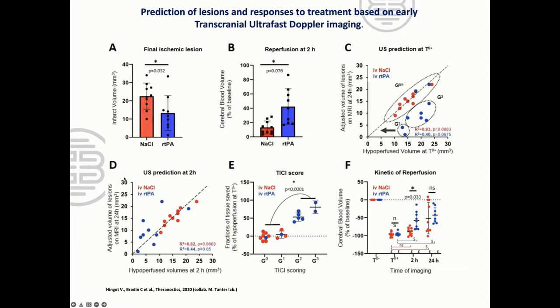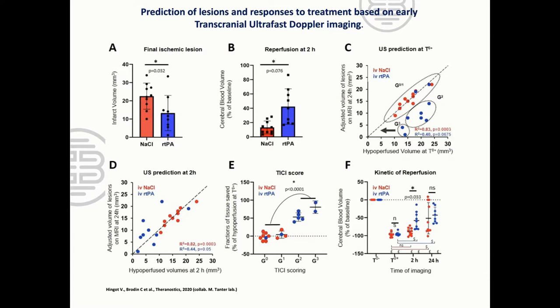And interestingly, when we do exactly the same correlation, MRI at 24 hours and hypoperfused volume at 2 hours by using fast ultrasound imaging, but this time at 2 hours, which means after the beginning of the thrombolytic treatment, we got a very nice correlation between the lesion volume at 24 hours and hypoperfused tissue. So which means that it would be a highly relevant methodology to predict response to treatment and also to predict recanalization and reperfusion of the tissue in stroke patients.